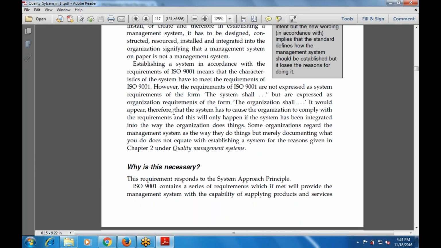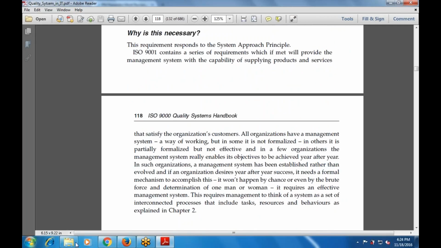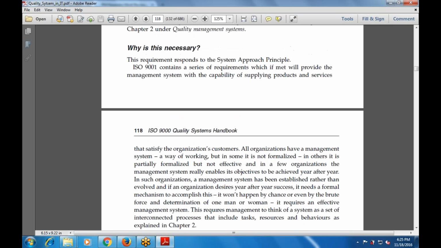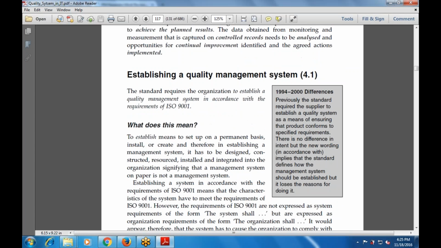Why is it necessary? Because it leads to the system approach principle. It begins with the system approach principle. Begin in the sense whatsoever the data that is used, so that it leads to the system approach principle. That is also a scenario that is used for establishing a quality management principle in accordance with the requirement of the ISO 9001.